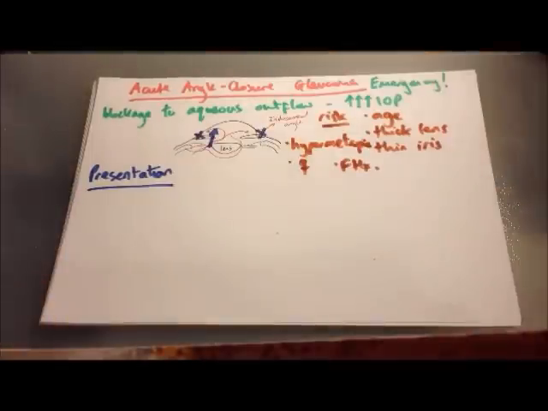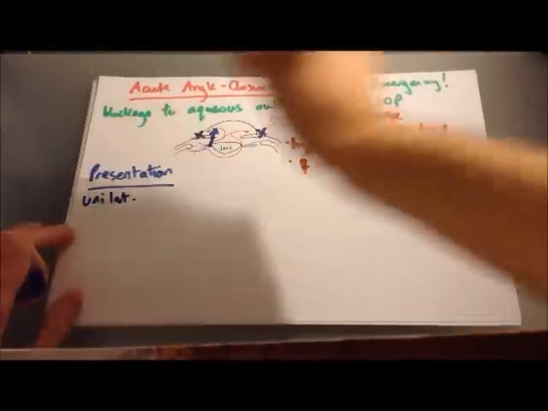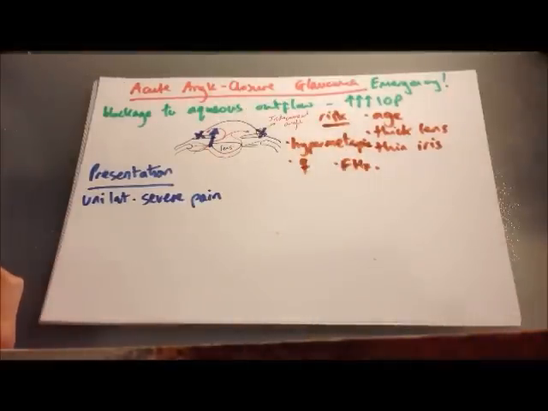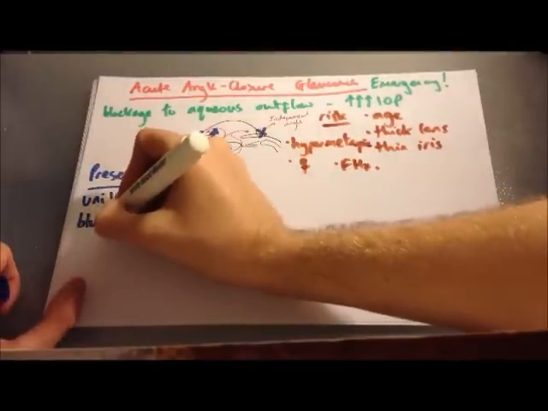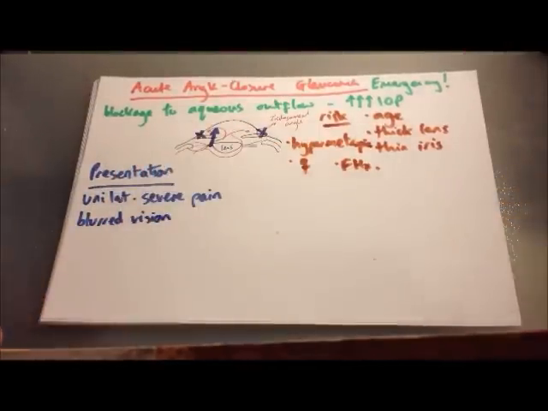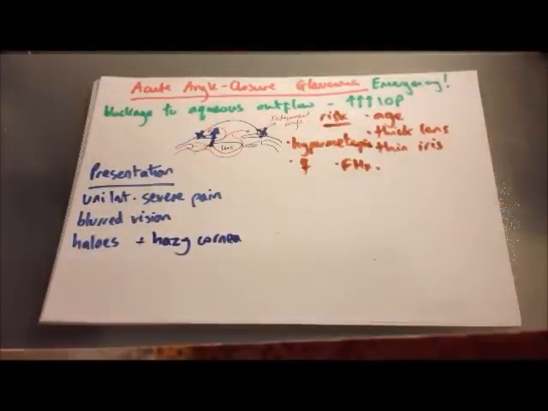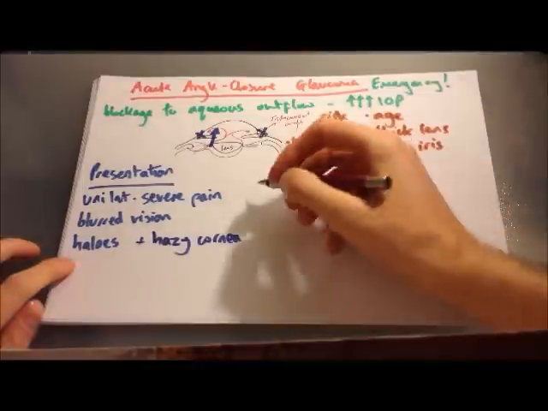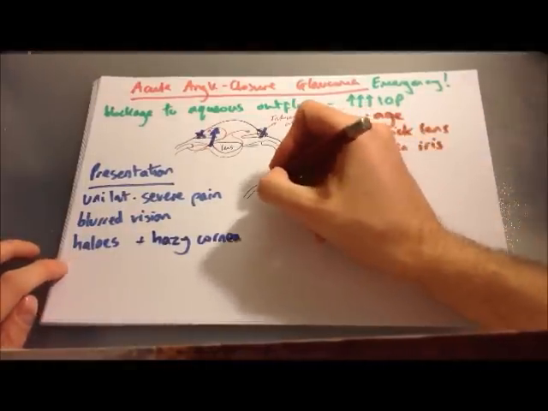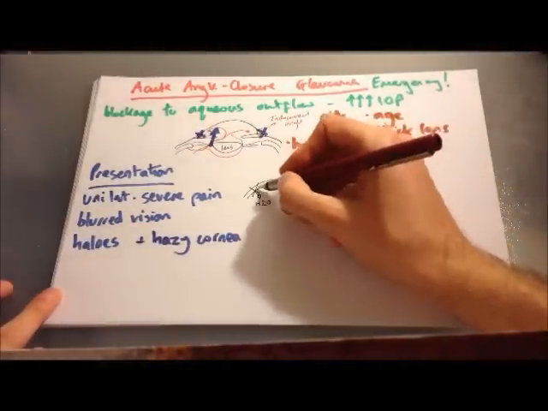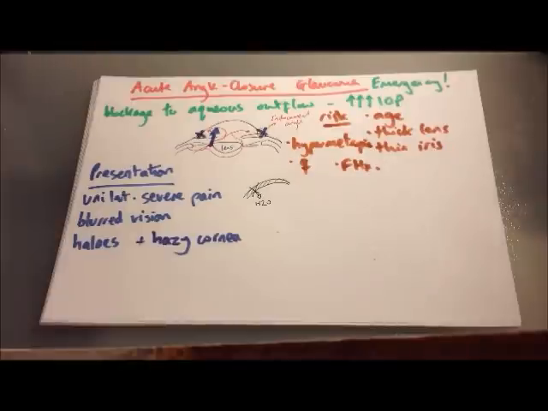The patient will present with acute onset unilateral severe pain. It's described as a boring pain in the eye. And you get blurred vision associated with this, along with halos around lights when you're looking at them, and the cornea will look hazy when you look at it. And that happens because the cornea normally has pumps which remove water from the cornea on the outside, and the raised intraocular pressure causes these pumps to stop, so water builds up within the cornea, makes it hazy and reduces its refractive ability.